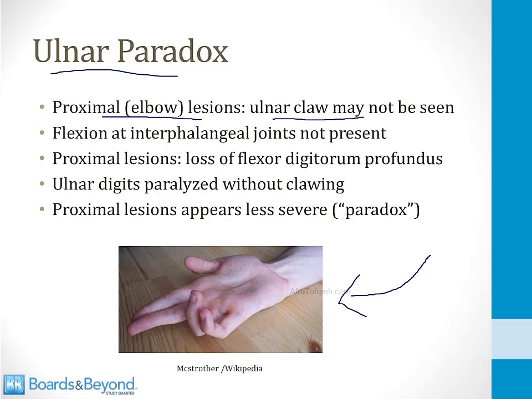The reason for this is because in proximal lesions of the ulnar nerve, you can lose innervation to the flexor digitorum profundus muscle in the forearm, and this muscle has fibers that flex the two little fingers. So when you lose that muscle because of a proximal lesion of the ulnar nerve, you may not see the ulnar claw because flexion at the IP joints will not be present. So what you will see is simply the ulnar digits are paralyzed, but there is no clawing. For this reason, it is said that proximal lesions appear less severe than those at the wrist, and this is called a paradox. And that concludes our video on the hand.